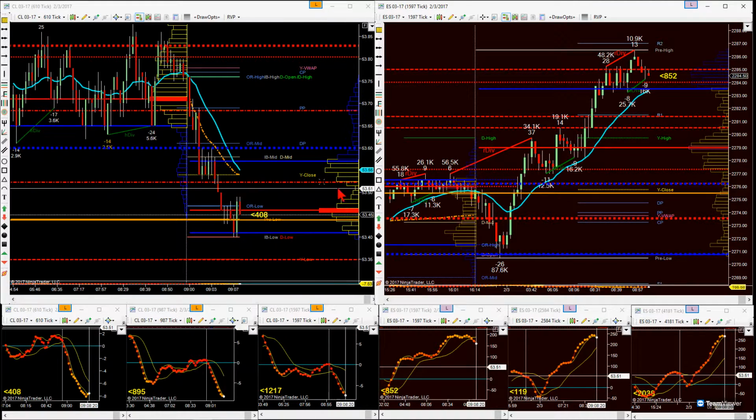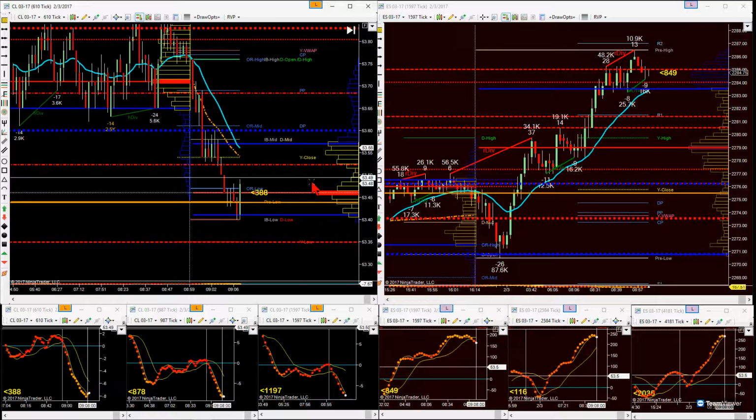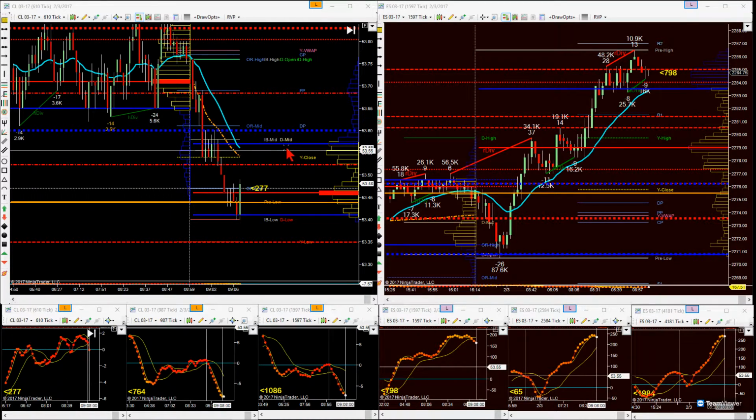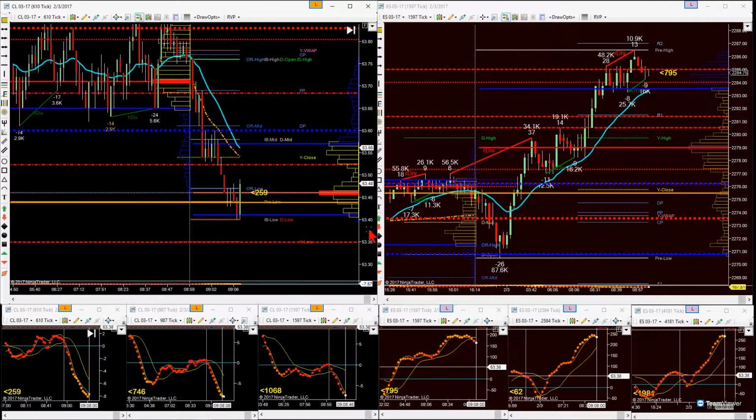Here's your low volume node separating these two distributions. You can see the volume. Wait a minute, is my pen not working again? All right, so that low volume node separates the two distributions right there, so that very well could act as resistance on the way up here.